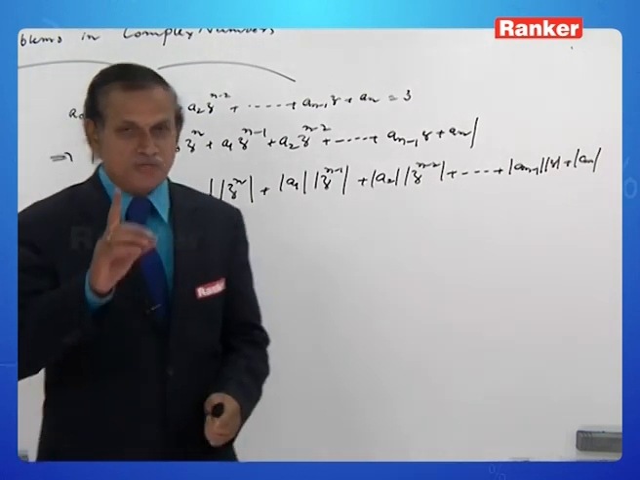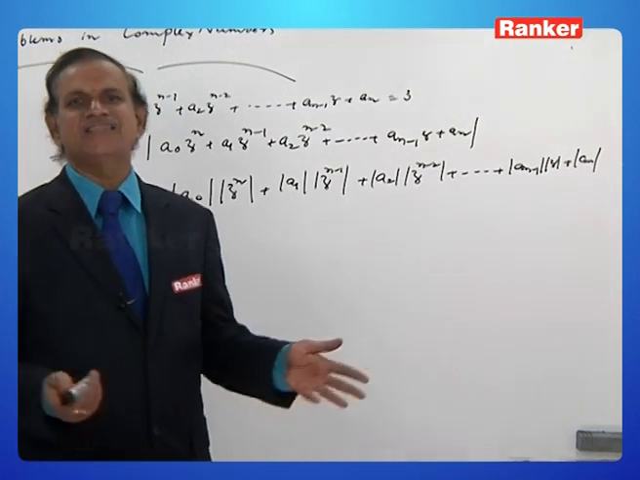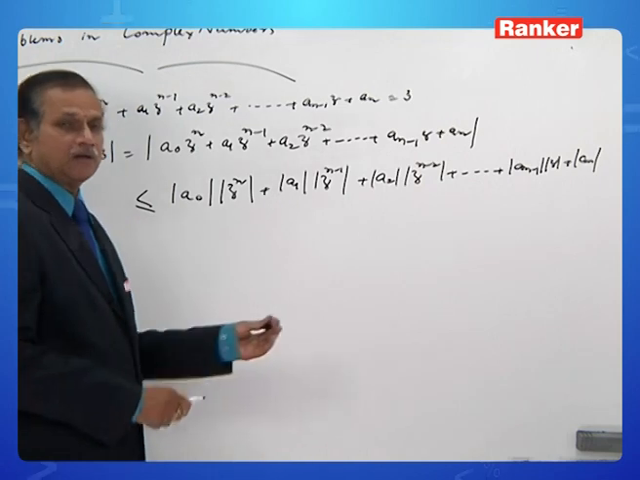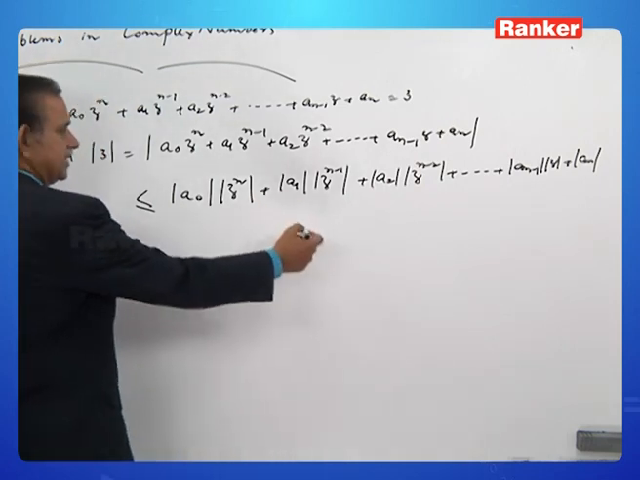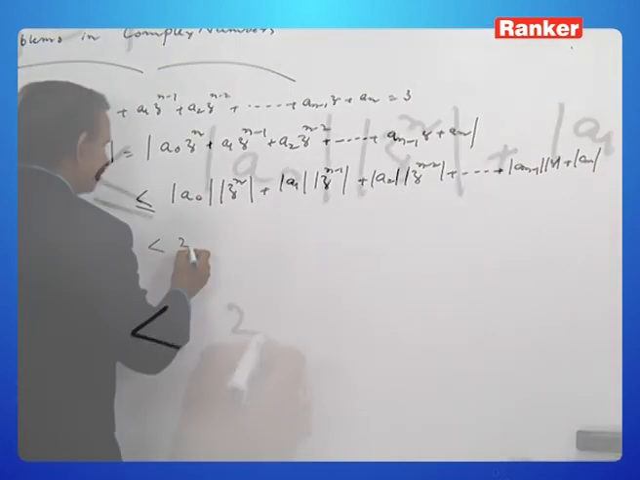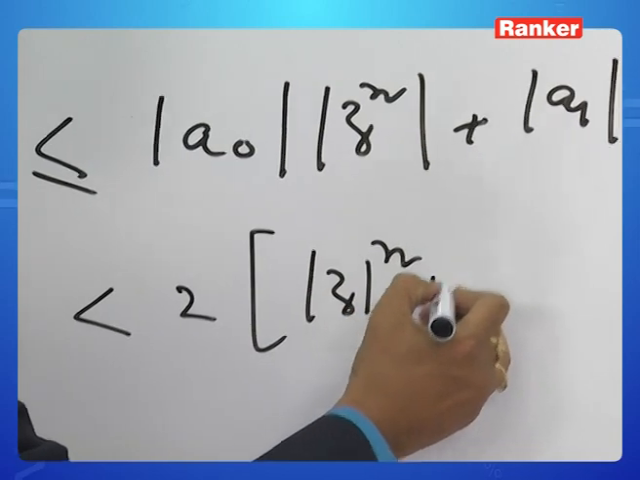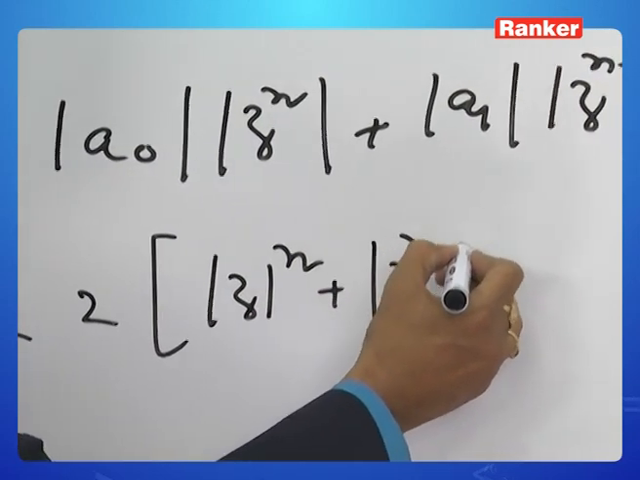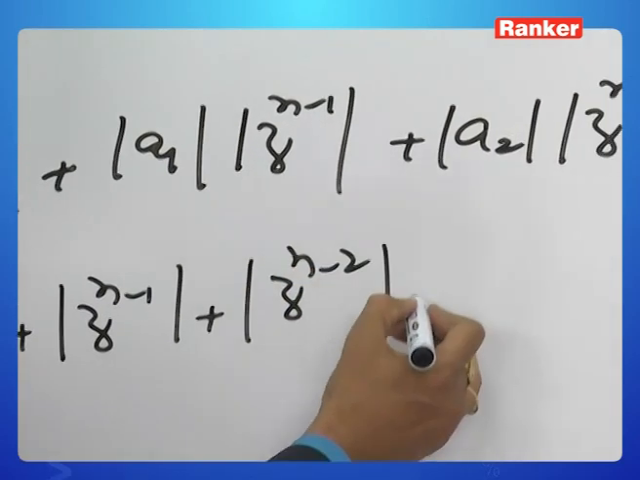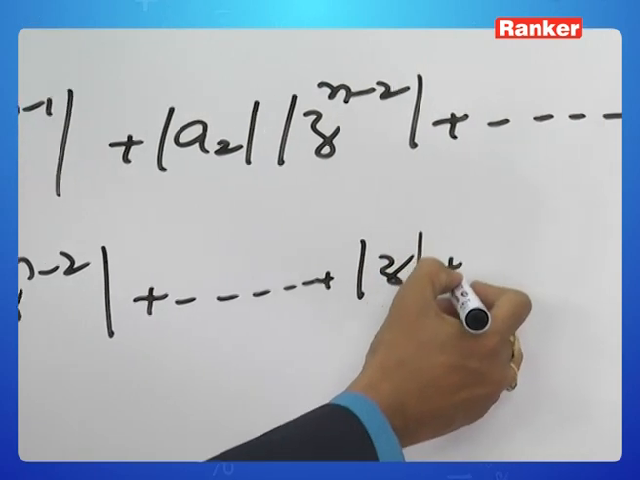Moreover, there has been one important thing in the data. |ai| is less than 2 for all i = 0, 1, 2, 3, etc. That is |a0| less than 2, |a1| less than 2, and so on. Hence it is less than 2 into (|z|^n + |z|^(n-1) + |z|^(n-2) + and so on + |z| + 1).